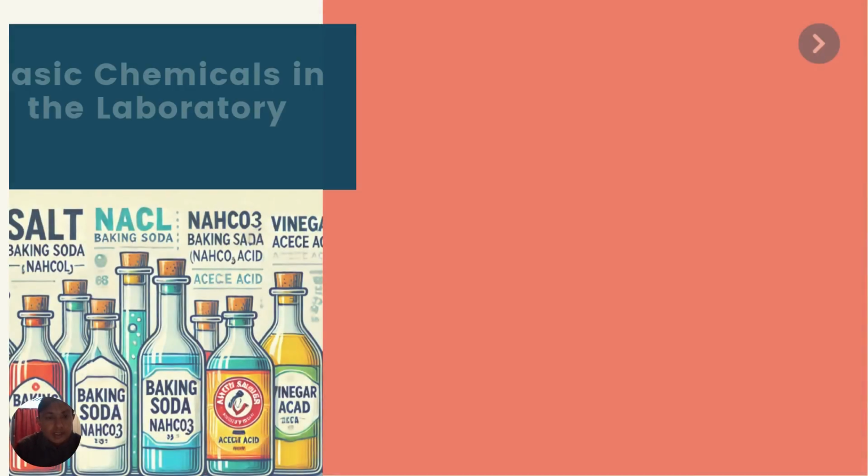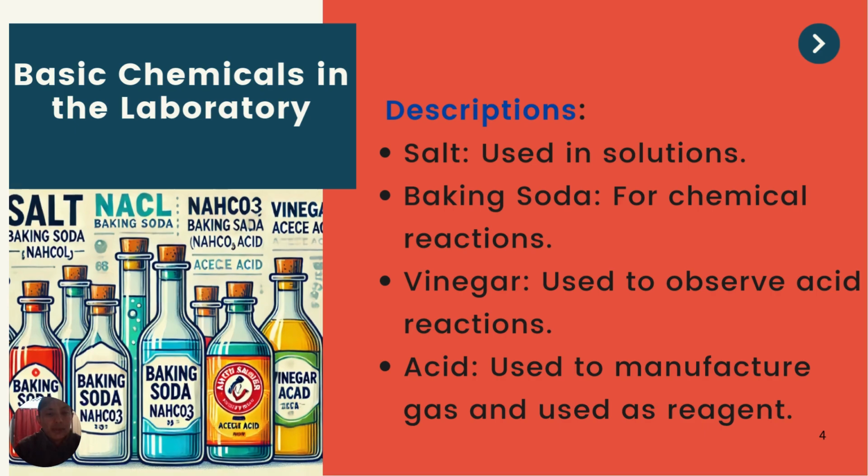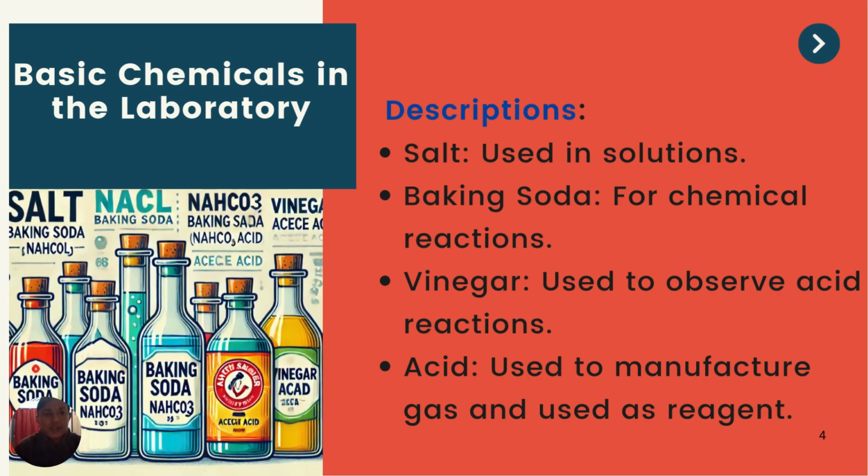Now as we move to the next, basic chemicals in the laboratory. In our class 8 we need some basic chemicals only. Let's see what they are: salt, baking soda, vinegar, and acid. We have two types: dilute acid and sulfuric acid, and you have to take a bit of care with the sulfuric acid, dear students.